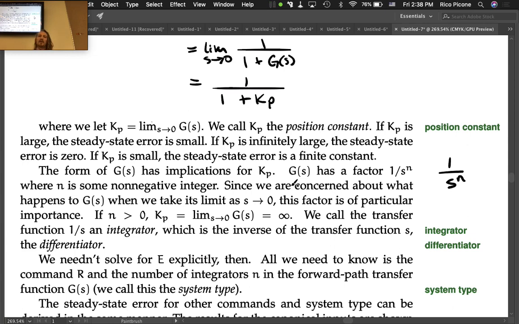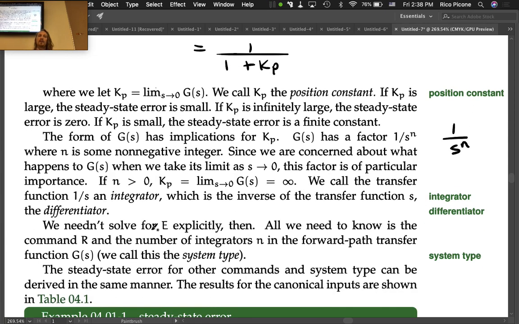So that was what we just discovered. We didn't solve for e explicitly then. All we needed to know is the command r and the number of integrators n in the forward path transfer function G(s). We call this the system type. So we call these, oh, I skipped this.